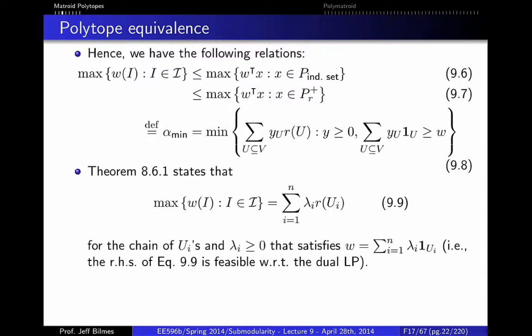But wait a second. We already have something that's very similar to the right-hand side, the dual. Basically, what we showed in theorem 8.6.1 was that this maximization, the maximum weighted independent set, can be represented in this form. Right? Now look at the right-hand side of 9.9 and look at the right-hand side of 9.8, and you tell me, is the right-hand side of 9.9 feasible for 9.8?